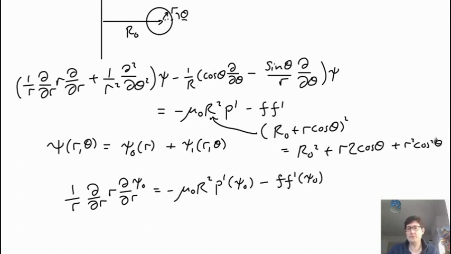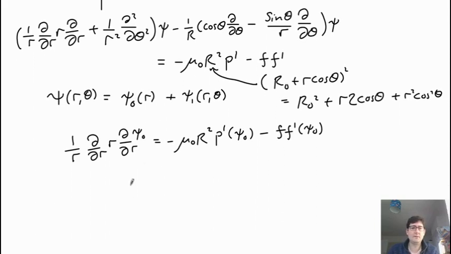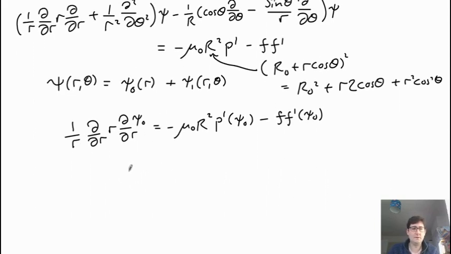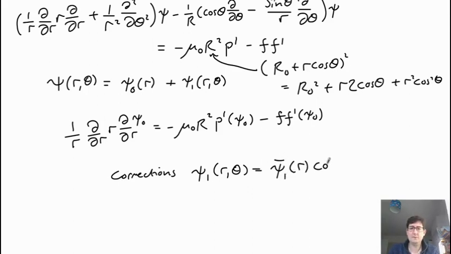Then we'll end up with some terms which are like cos squared theta, and here a sine squared theta, and that will be a next order of correction. But at the next order we're going to look at here, we expect something that looks like cos theta. So for the first order corrections, again we expect psi 1, which is a function of r and theta, to be some kind of function of r times a cos theta, and we call this psi 1 bar, which is the radially dependent part.